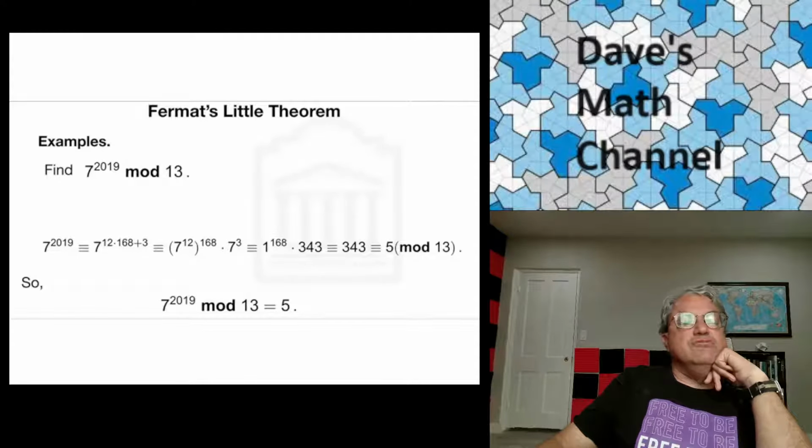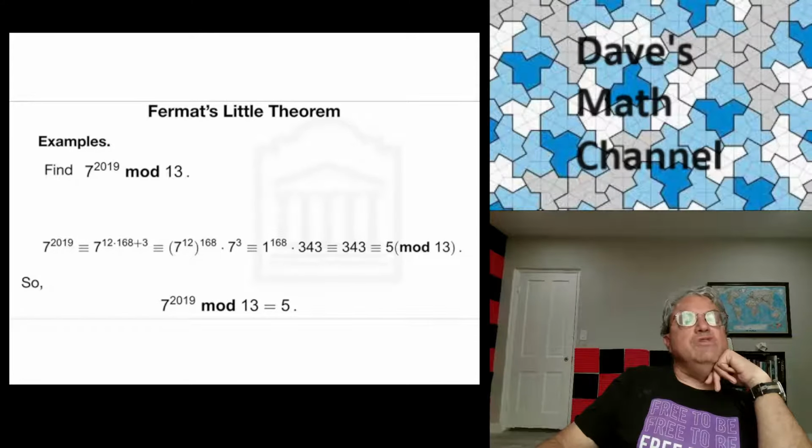You know, because of Fermat's little theorem, that 7 to the 12th power, that's p minus 1, p is 13, has to be congruent to 1 modulo 13. So you can subtract out all the multiples of 12 from 2019. So you just take 2019 modulo 12, and you notice that 2019 is equal to 12 times 168 plus 3.